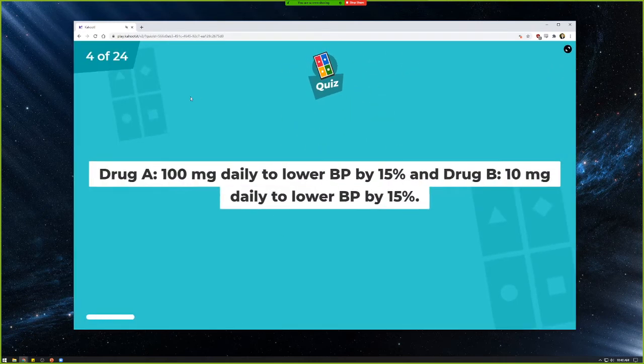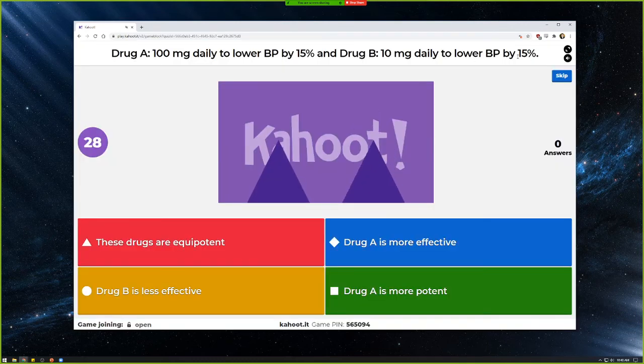All right. Drug A, 100 milligrams daily to lower blood pressure by 15%, and drug B, you can give 10 milligrams a day to get blood pressure lowering by 15%. What is true of these drugs? That these drugs are equally potent, drug A is more effective, drug B is less effective, or drug A is more potent? What could you say here?